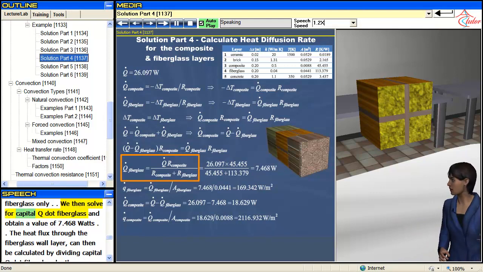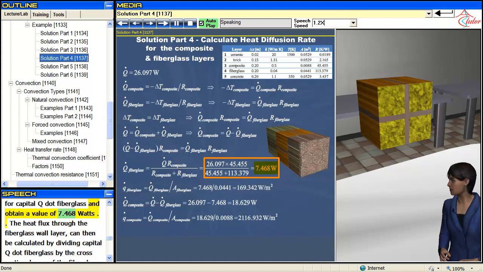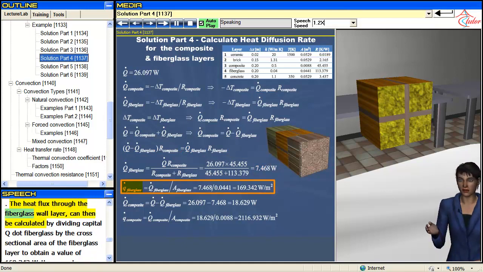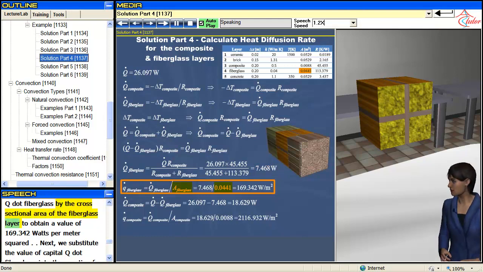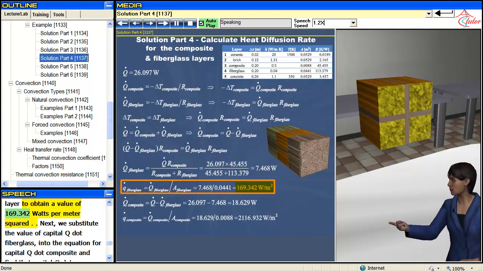We then solved for Q dot fiberglass and obtained a value of 7.468 watts. The heat flux through the fiberglass wall layer can then be calculated by dividing Q dot fiberglass by the cross-sectional area of the fiberglass layer to obtain a value of 169.342 watts per meter squared.